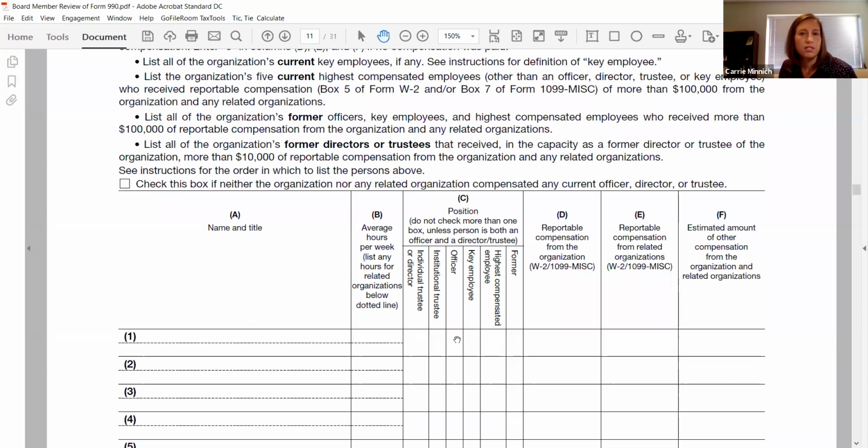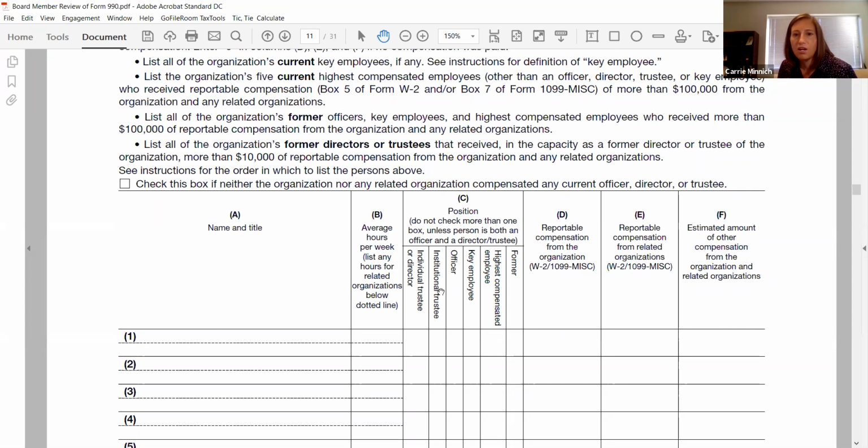Sometimes you may also see the CFO listed as an officer here, depending on what their responsibility is. If the CFO is ultimately responsible for the financials, as opposed to the executive director, they could be listed here. But if you have an accountant that more just does the bookkeeping and reports to the CEO or executive director, they're probably not going to be listed as an officer.